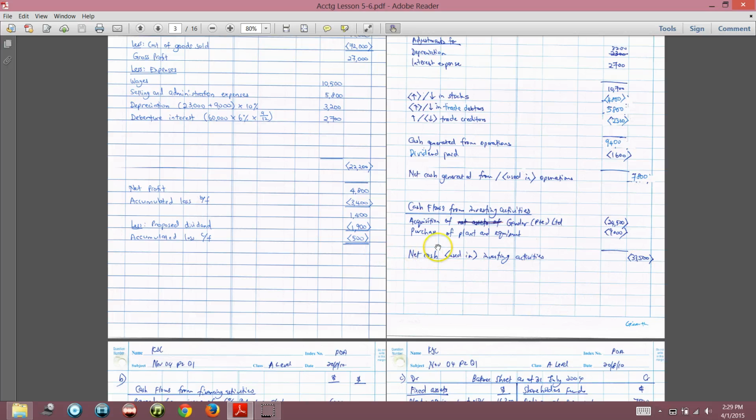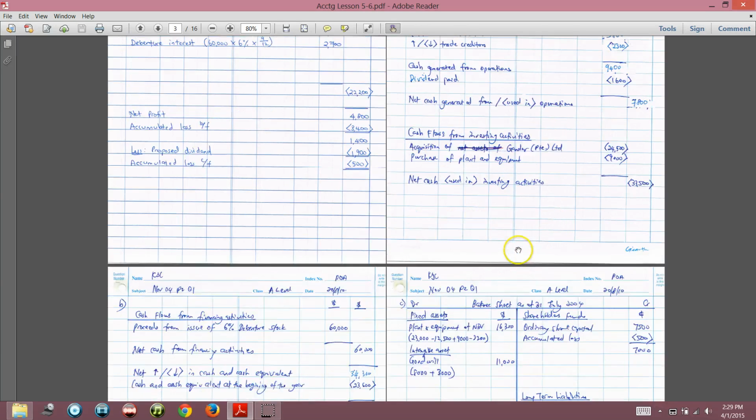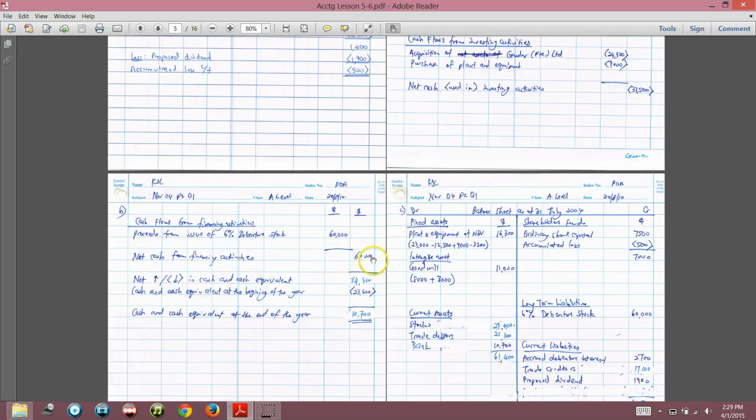Even if you put a heading and then you don't put this, it's still correct because it's understood. The heading already says net cash flow from / used in investing activities. So I'm just repeating here, being a bit long-winded. If you don't put it, it's also correct. Okay. So this one I explained already.